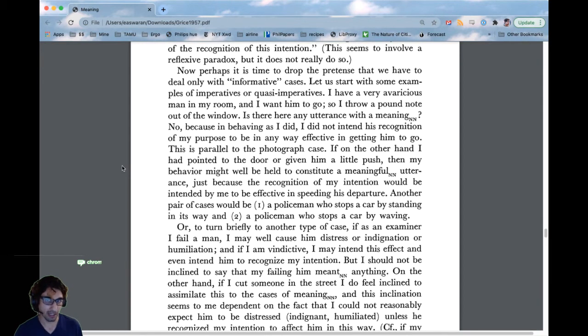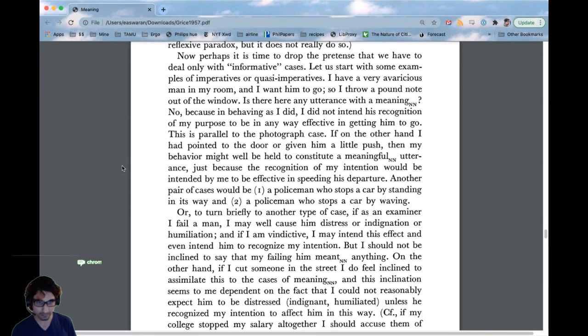Is there here any utterance with a meaning? No, because in behaving as I did I did not intend his recognition of my purpose to be in any way effective in getting him to go. I think the idea is he's saying, I've got a greedy friend here, and I want to get this guy out of my room, so I just throw a dollar out the window. And if the guy's so greedy, he'll run out to get the dollar, and then I'll lock the door while he's gone. I don't care whether or not he recognizes what I'm doing. I just care that he's gone.